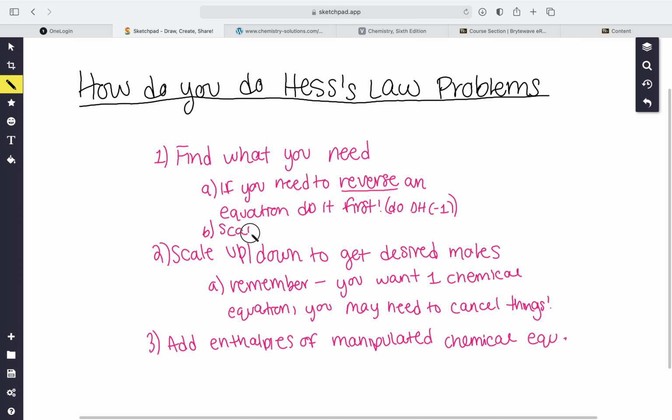scale, which is in the next step, where you have to scale up or down in order to get desired moles. In the first problem that I do, there's no scaling up or down. There's a lot of times where you don't have to scale anything and everything's already perfect with the moles and you just have to flip something and you're good to go. But with this, you have to remember that you want to get a singular equation, right? So you want to get to the equation that they're asking for. And whatever you do to the equations to get to that equation that you want, you have to change those enthalpies.